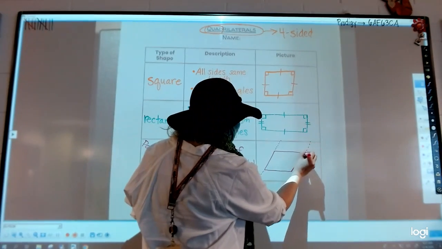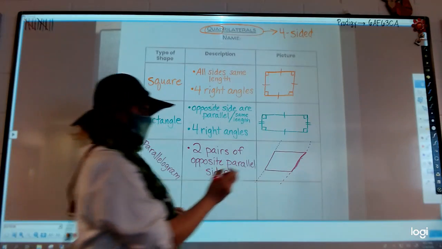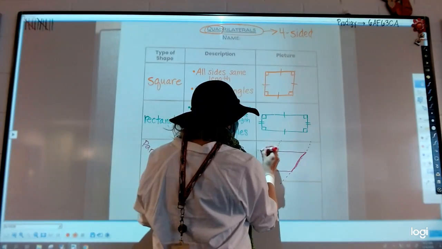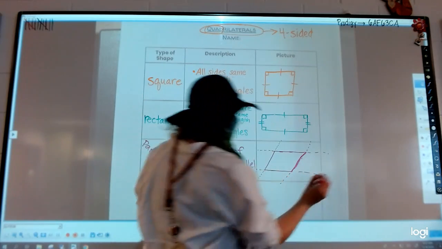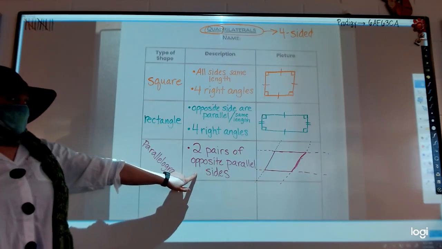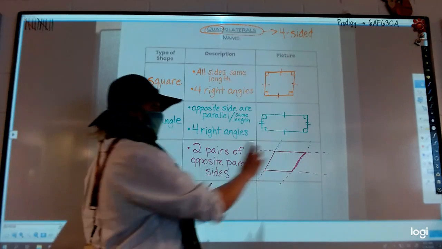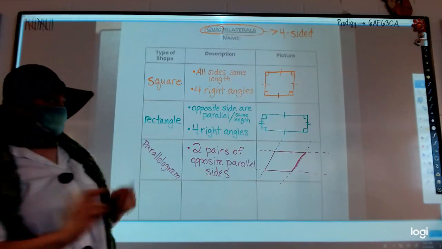All right, so I'm showing you if these lines extended, they're parallel, right? They would never cross. Same with these. If I extend these lines and think about them like railroad tracks, will they ever cross each other? Nope. So then it's a parallelogram. As long as I have two pairs of sides that are both parallel, they can be slanted and smushed as much as I want.